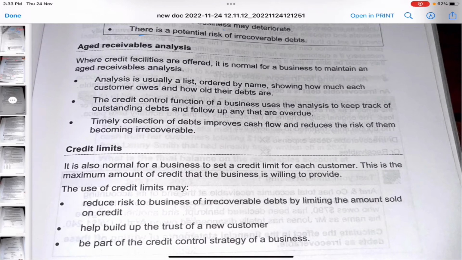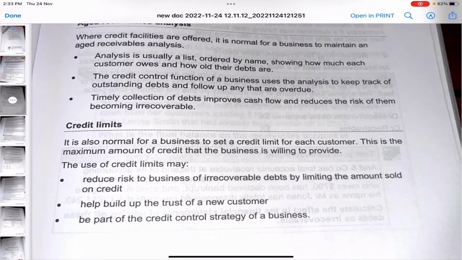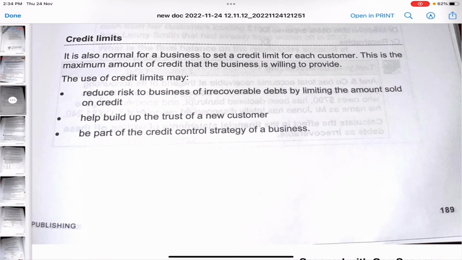Timely collection of debts improves cash flow and reduces the risk. So it betters the cash flow, because if money comes in, the cash flow gets better. And if we keep following up, then the situation of bad debts arising will be reduced. Keep in mind, bad debts and irrecoverable debts are one and the same thing.